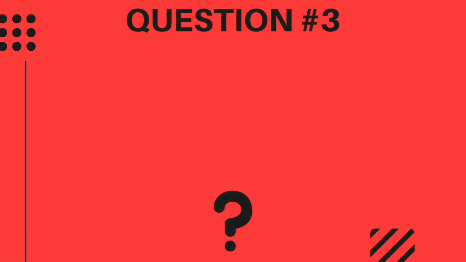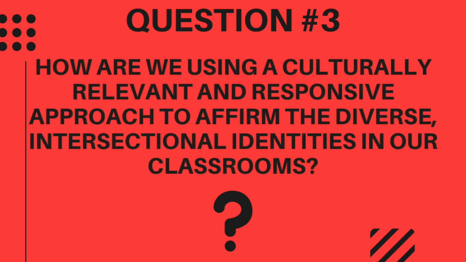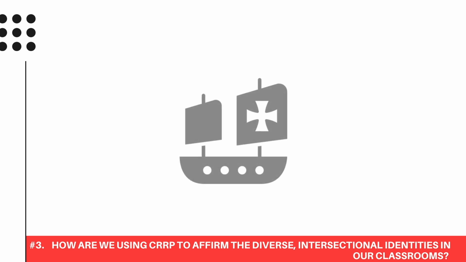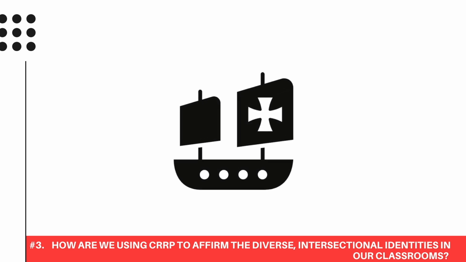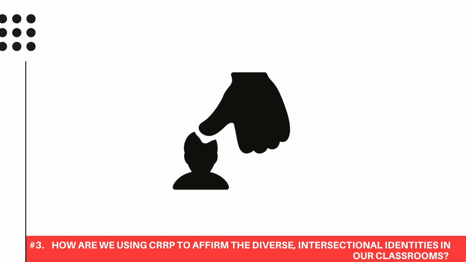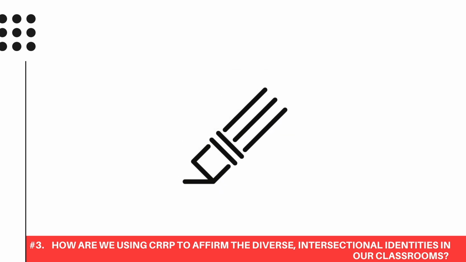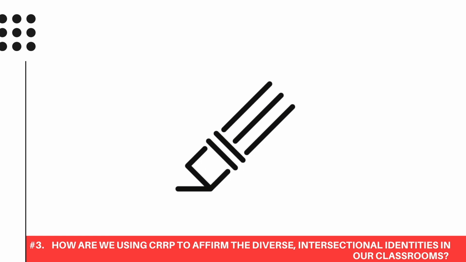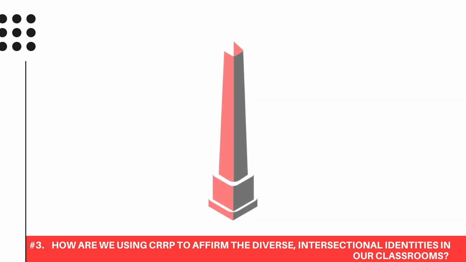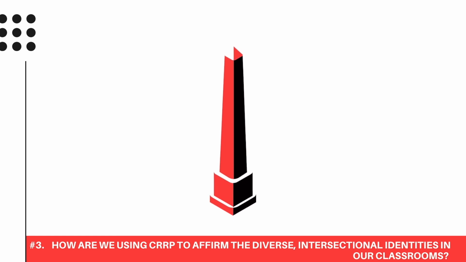Question number 3. How are we using a CRRP approach to affirm the diverse intersectional identities in our classrooms? For too long, we have been using colonial methods in text selection that have contributed to the historical and ongoing marginalization of students in schools. We have erased the foundational and diverse voices that have contributed to our culture. Through intentional text selection, we are able to refute monolithic constructions of diverse and intersecting identities.